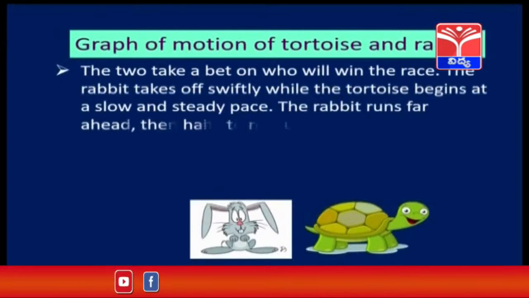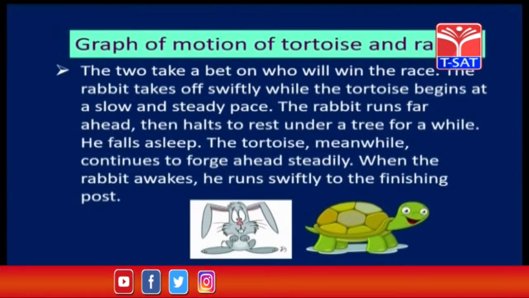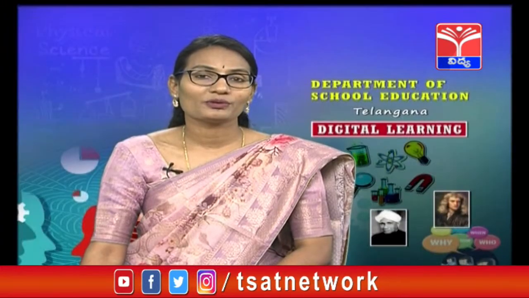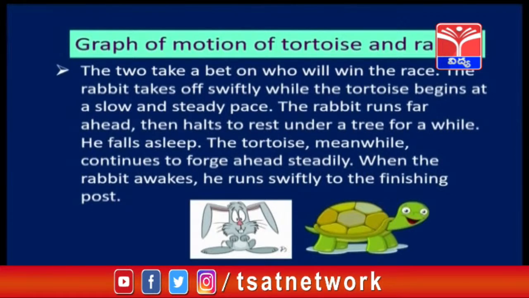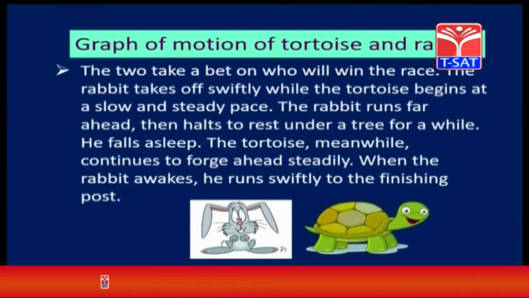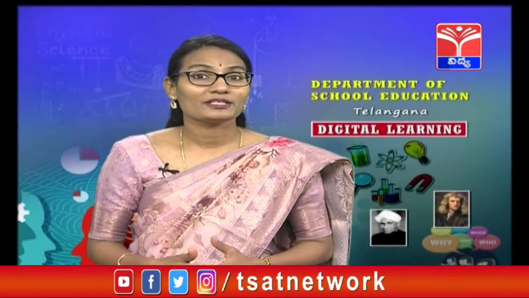So this is the story of the tortoise and the rabbit. You might have heard this story, children. So what is that story? Yes, the two take a bet on who will win the race. The rabbit takes off swiftly while the tortoise begins at a slow and steady pace. The rabbit runs far ahead, then halts to rest under a tree for a while. He falls asleep. The tortoise meanwhile continues to forge ahead steadily. When the rabbit awakes, he runs swiftly to the finishing post. What is the moral of this story, children? Yes, slow and steady wins the race.